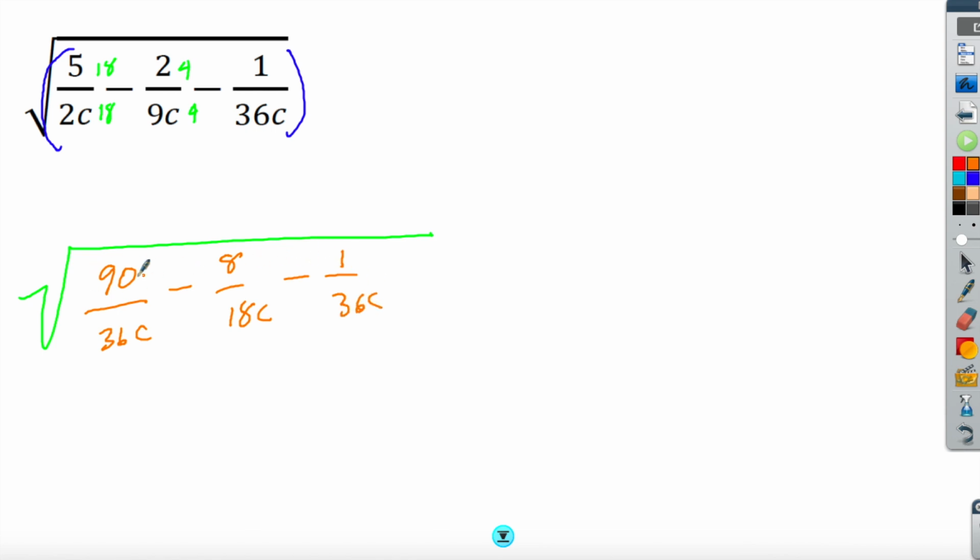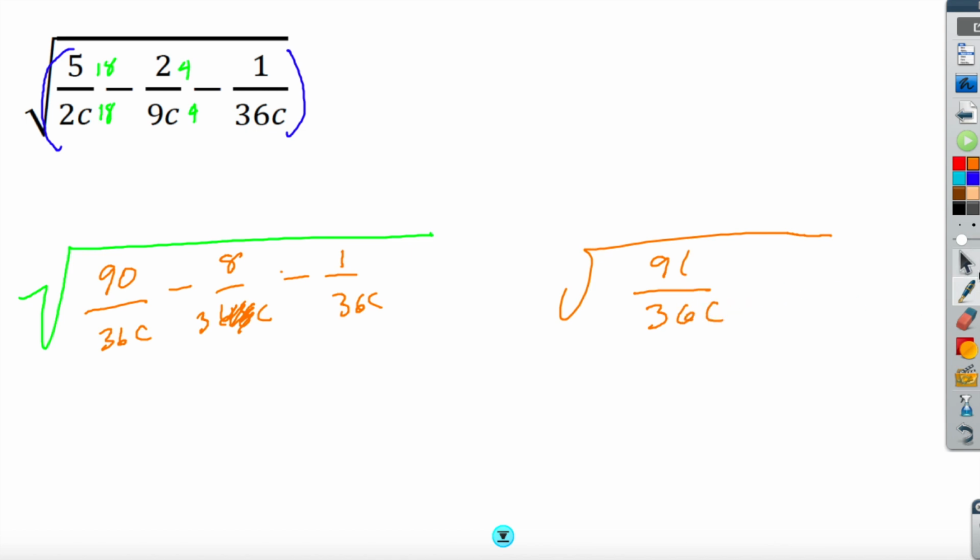So now what I'm going to do is 90 minus 8 minus 1 is, so 90 minus 8 is 82, minus 1 is 91. And sorry, I stuttered because I noticed I made a mistake. This down here is not 18, it is also 36. Okay, so then I look at my denominators. Remember, when you add and subtract fractions, they just stay the same. So this is going to be 36c.